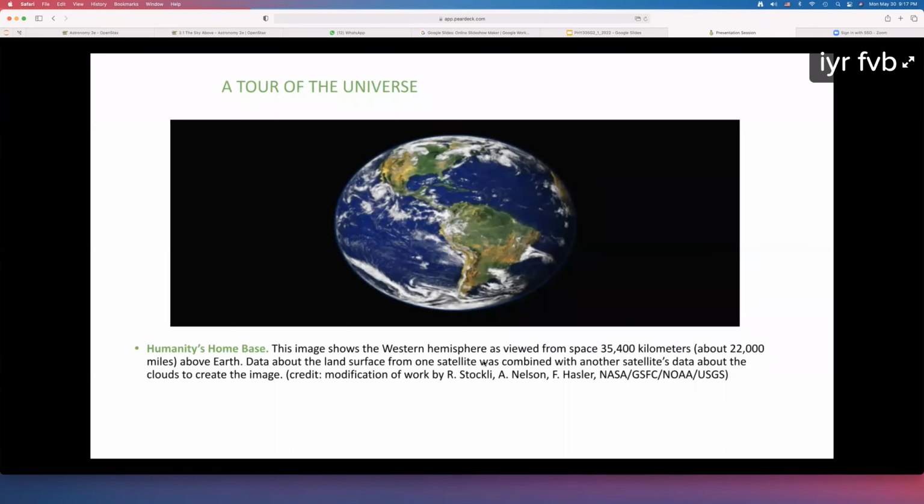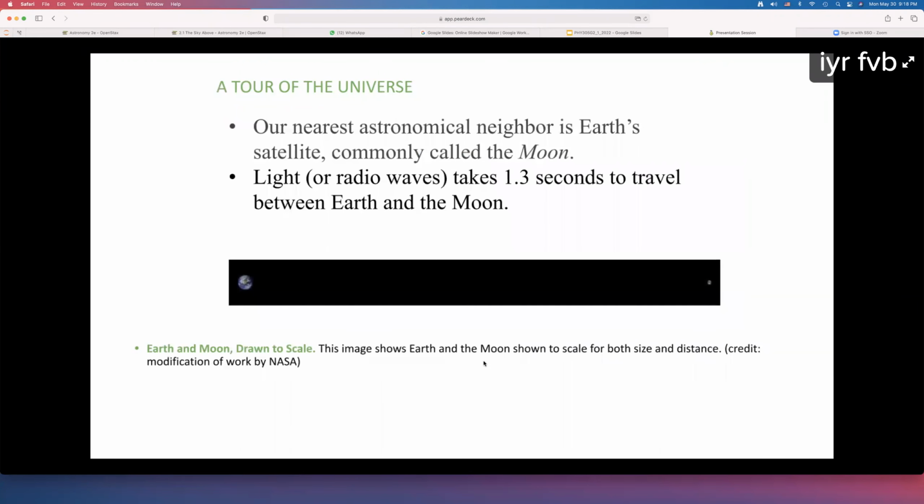Now, we are going to start from our own Earth, and this is an image of the Earth. That is humanity's home base. What you see here is the Western hemisphere of our Earth viewed from space. This image is taken from 35,400 kilometers above the Earth, and the data has been combined from several satellites to create this image. We will start our tour of the universe from our own Earth where we live, right? Now let's go to the next step and see what we can see after that.